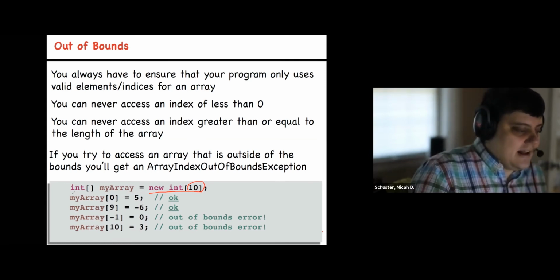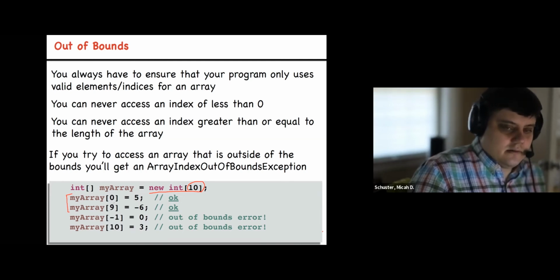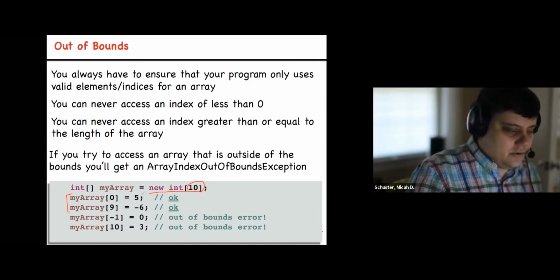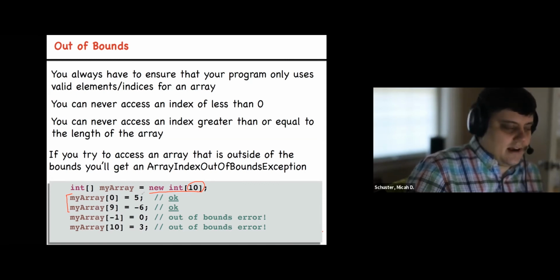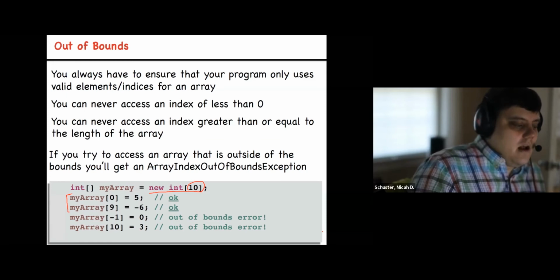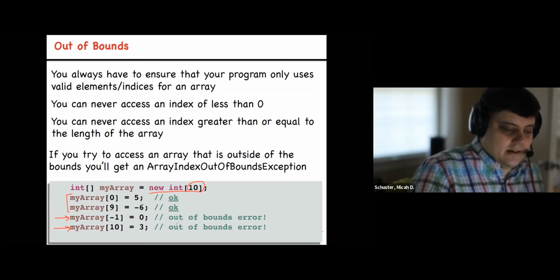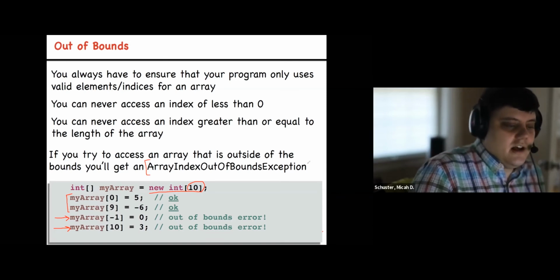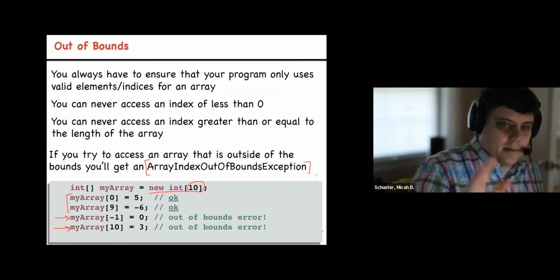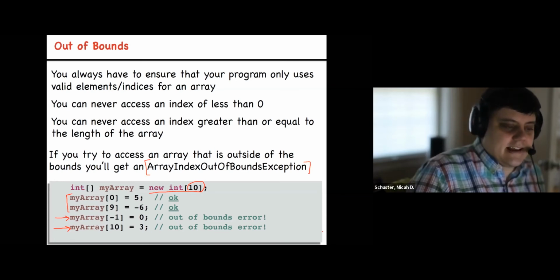So the first two lines are okay. 0 works, 9 works. I can set it to a value or access the value, do it any way I want to. That's perfectly fine. And anything in between 0 and 9. But if I try to access a negative index, this will give me an error. And if I try to access an index greater than or equal to the size, it's going to give me an error as well. The typical error you're going to see, if Eclipse doesn't warn you about it first, is this: you'll get a bunch of red text, and you'll see array index out of bounds exception.